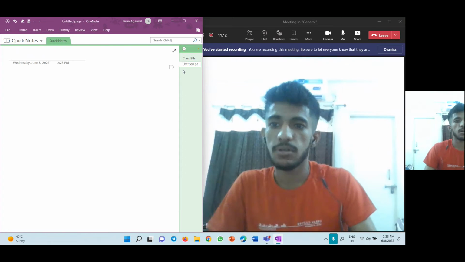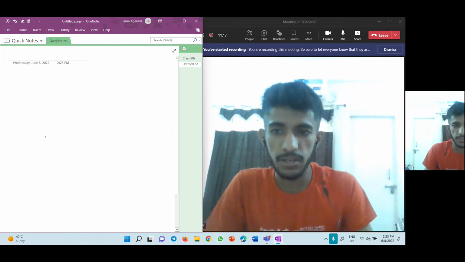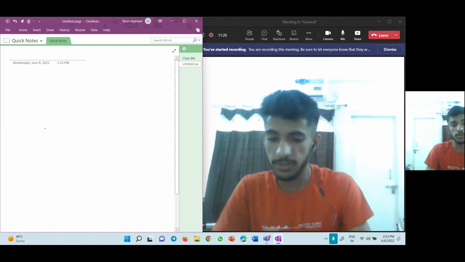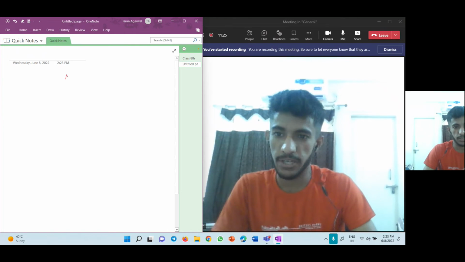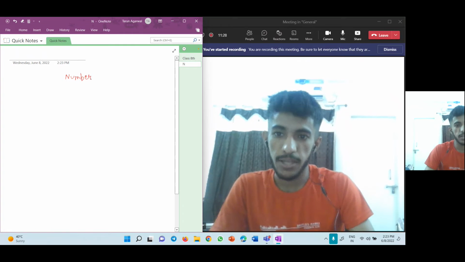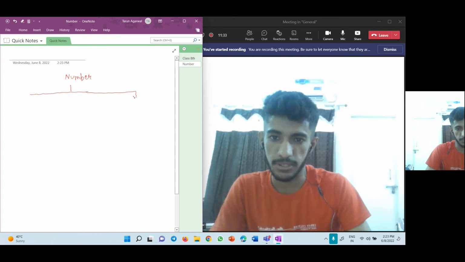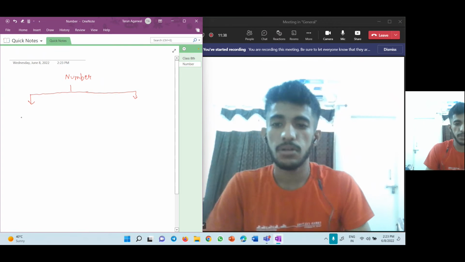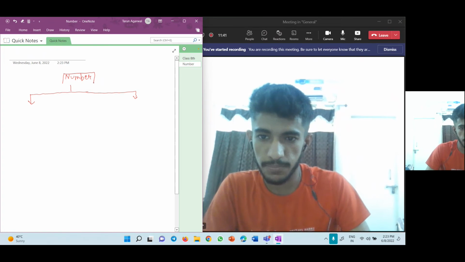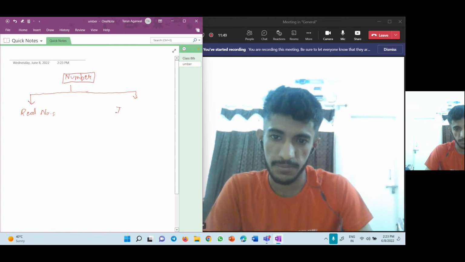Furthermore, there are several types of numbers. So we'll study them one by one, and we'll try to study in a way that we'll be able to differentiate between all those numbers. For example, first of all, we'll put the heading number. Then we'll understand what two basic types of numbers there are. This is a different classification system from the previous one. So mainly there are two types of numbers. The first of them is the real numbers, and the second one is the imaginary numbers.